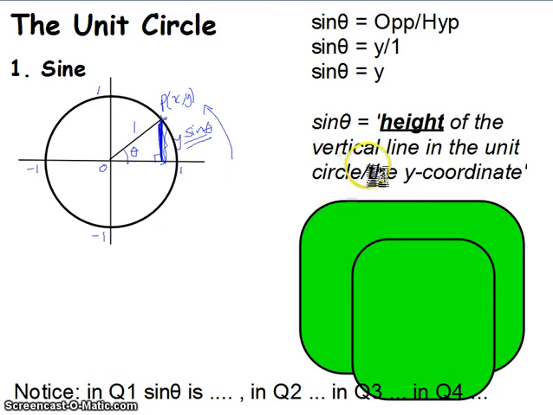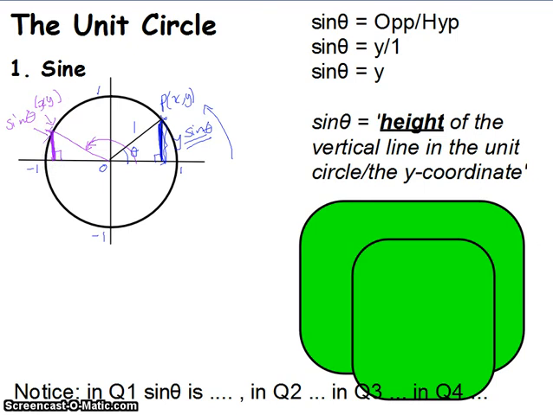Now, as we move around, remember we're moving from this line going in an anti-clockwise direction. So if we move around a little bit further, say to over here, theta becomes a larger angle. We'd still have our right angle triangle, and sine theta would now be the height of this triangle, or the y coordinate there.